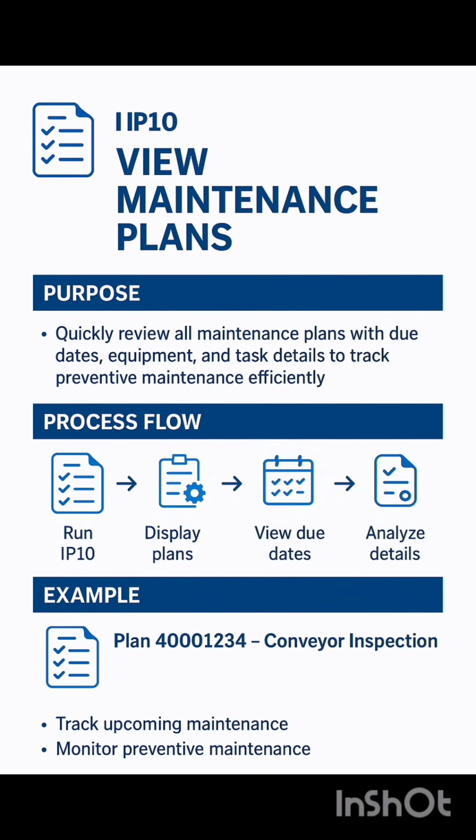You can quickly review all maintenance plans with due dates, equipment and task details to track preventive maintenance efficiently. In process flow, you have to run IP10 transaction. It will display the plans. You can view the due dates and analyze different details. For example, you have a plan for 00012334. It is for conveyor inspection. You can track the upcoming maintenance and you can monitor the preventive maintenance for this equipment.